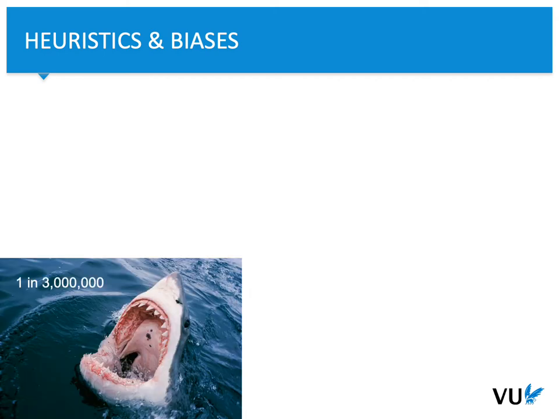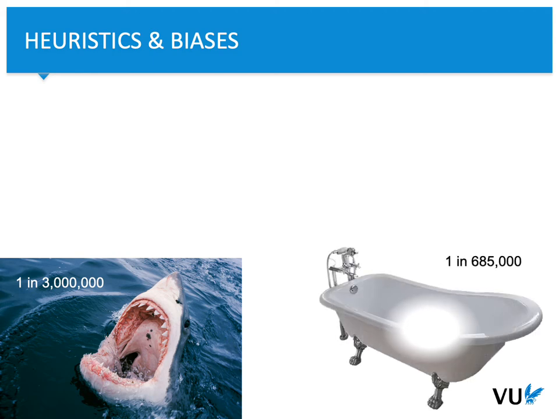This heuristic is related to how we perceive frequencies of specific events. If you would think, how many people die in shark killings? Maybe you would say maybe 1 in 200. But the value is 1 in 3 million. Let's think about how many people die in a bathtub. Is it less? Is it more? Actually, the value is 1 in 685,000 cases. Is it a lot?